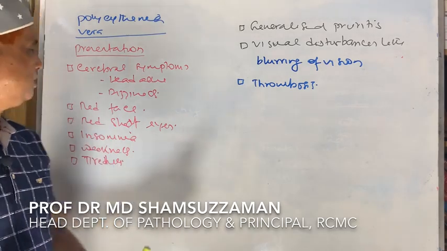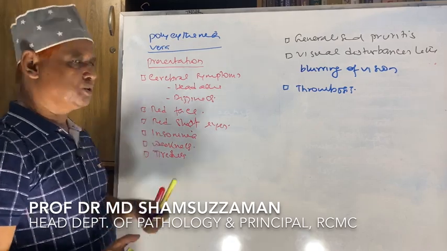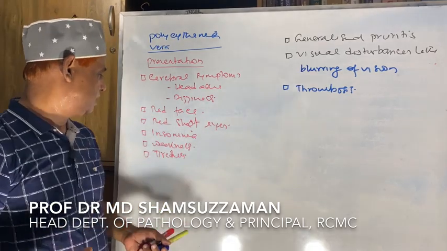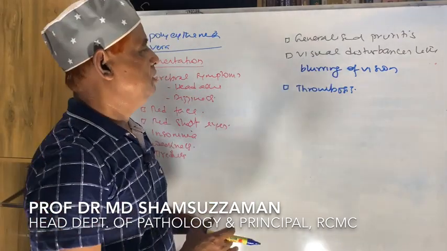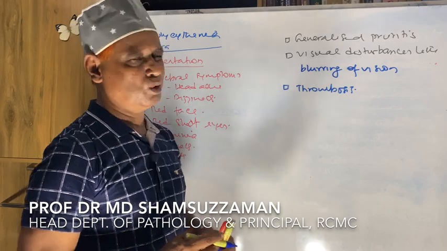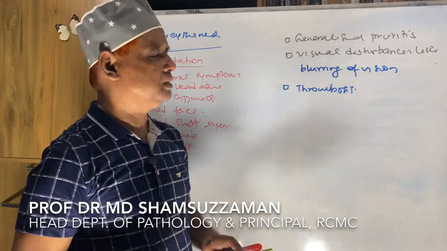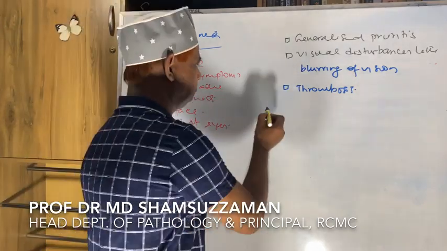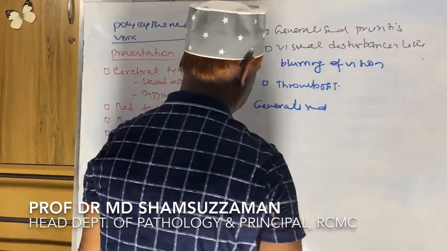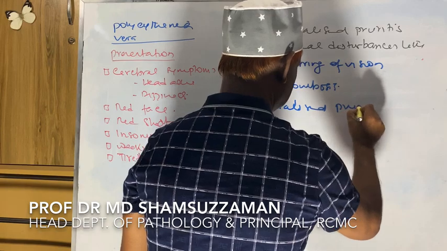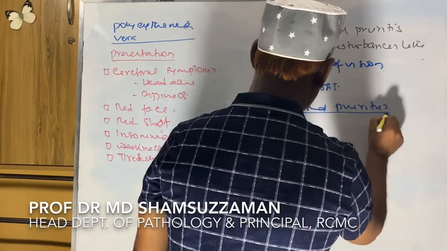Dear audience, again, cerebral symptoms like headache, dizziness, red face, red shot eyes, insomnia, weakness, tiredness, generalized pruritus, visual disturbances like blurring of vision, thrombosis, etc. Now come to why generalized pruritus in polycythemia vera.